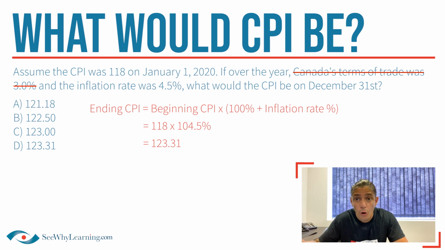That's 104.5%. And then I even used the percentage button on my calculator, which made it real simple. And again, the answer is 123.31. Let's select it. And of course, we are correct. All right, let's move on to question number two that you now see on the screen.